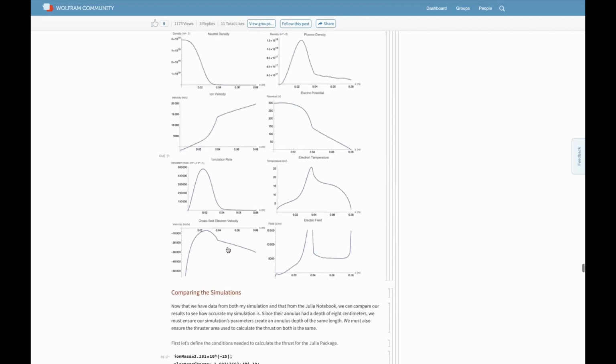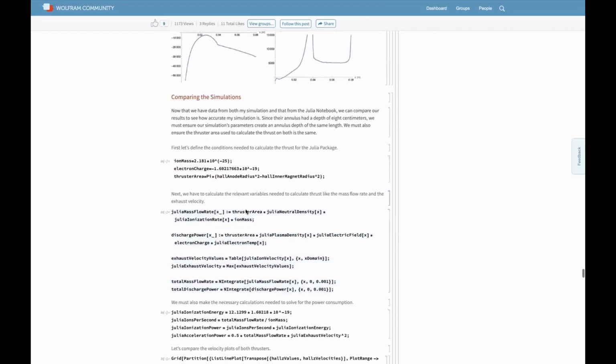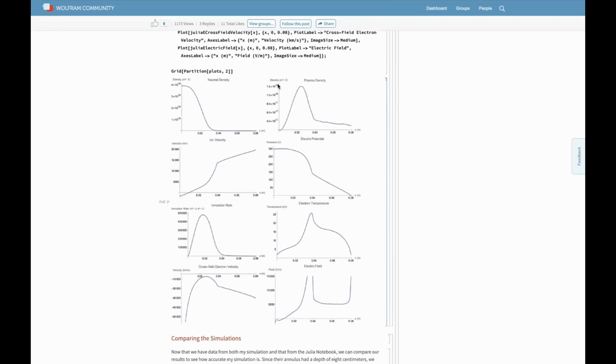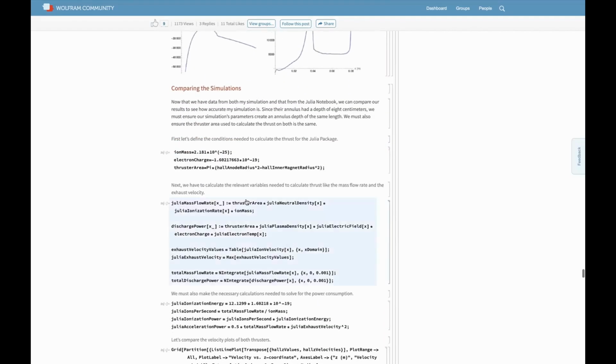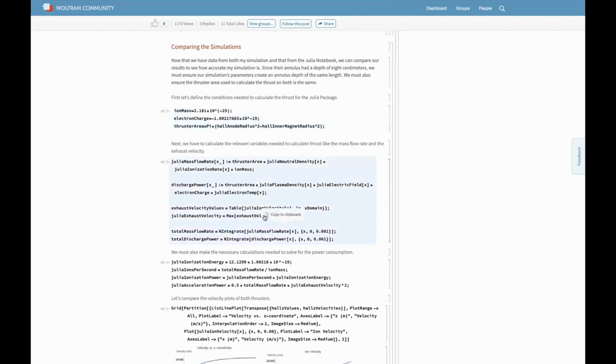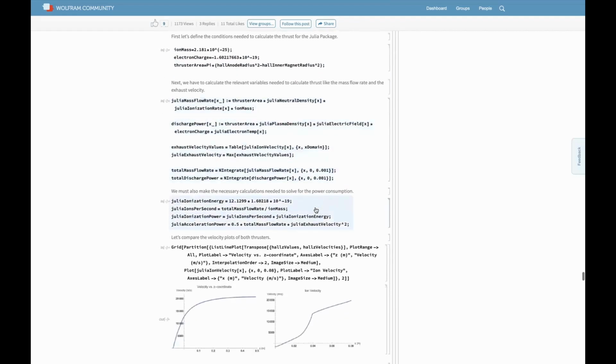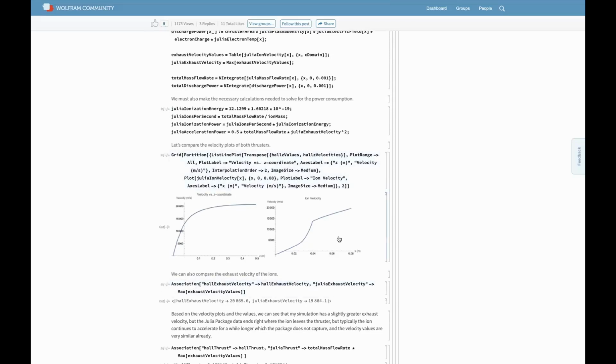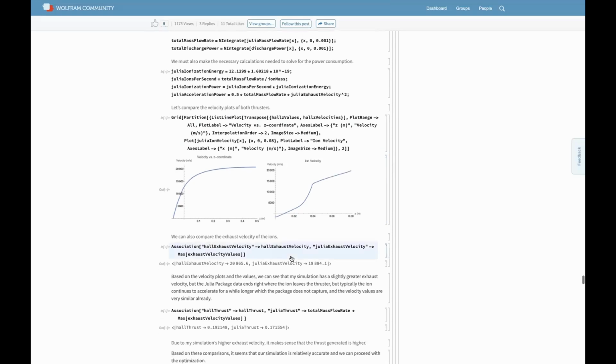And comparing the simulations, I took the data from these different simulations and calculated the thrust and velocity, calculated the thrust for both simulations, and I also compared the velocity plots. They have quite a similar exit, a final velocity, but like I said, the difference in the trajectory is quite large, as mine makes a lot of assumptions.